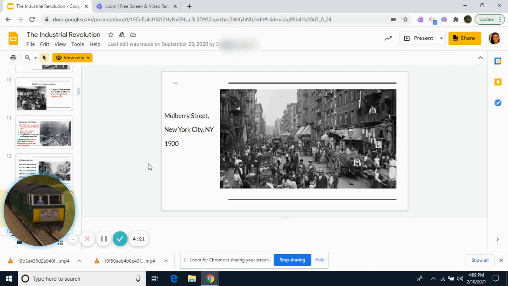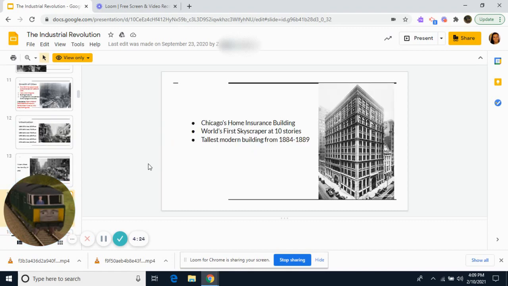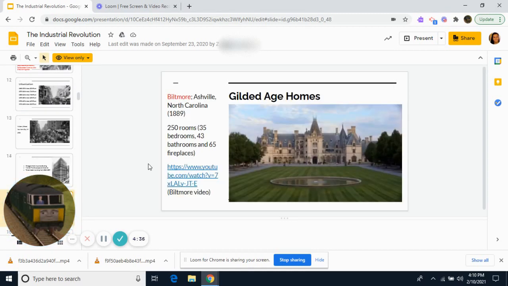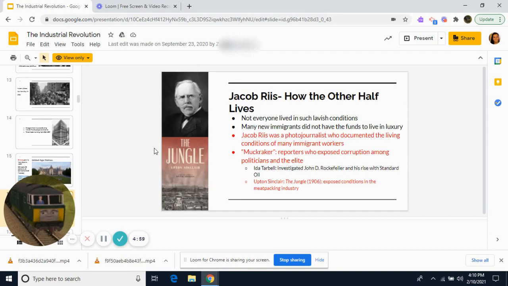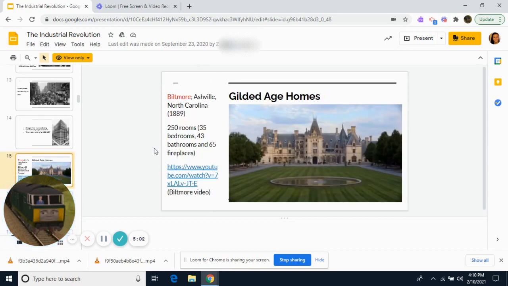Mulberry Street, New York City, 1909. Chicago's Home Insurance Building, the world's first skyscraper at 10 stories, the tallest modern building from 1884 to 1889. Biltmore, Asheville, North Carolina, 1889: 250 rooms, 35 bedrooms, 43 bathrooms, and 65 fireplaces. So this is the Gilded Age homes. That is a lot of house. This is like a hotel.